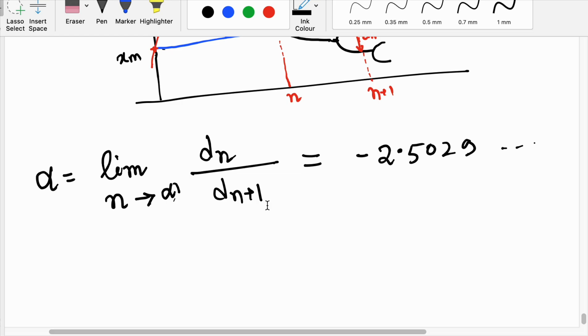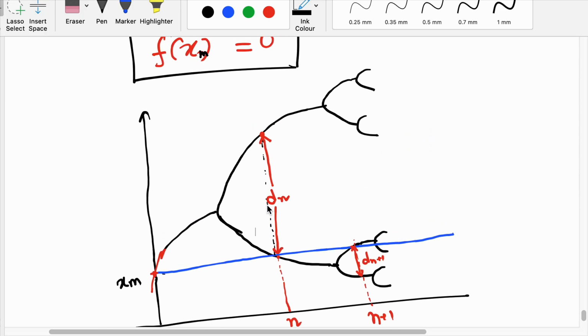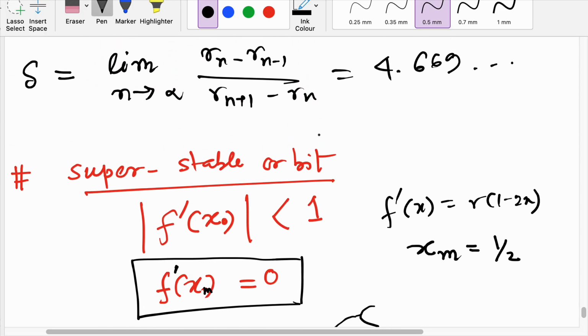Now we are going to use a little bit of renormalization theory to see the self-similarity, and by studying the self-similarity we want to find out these constants, and let's see how far we can go.